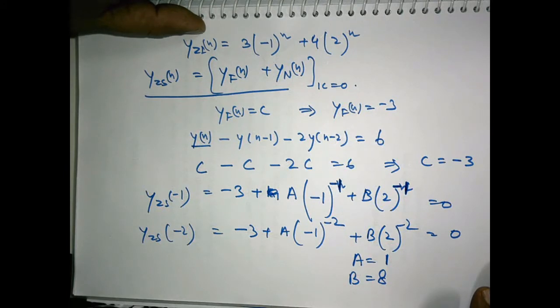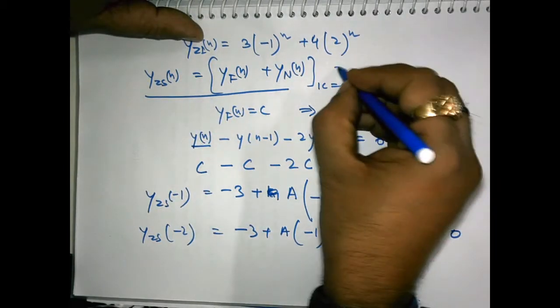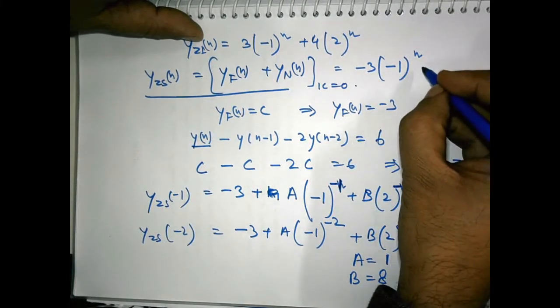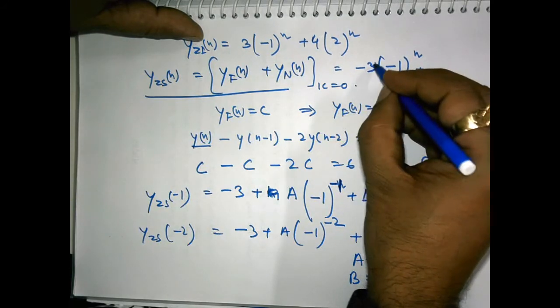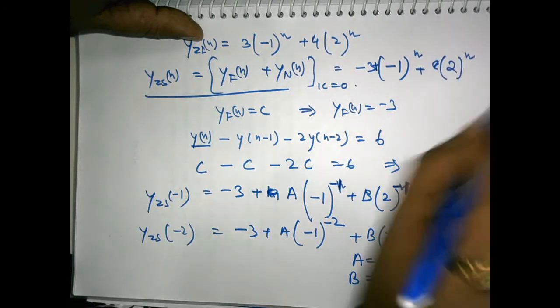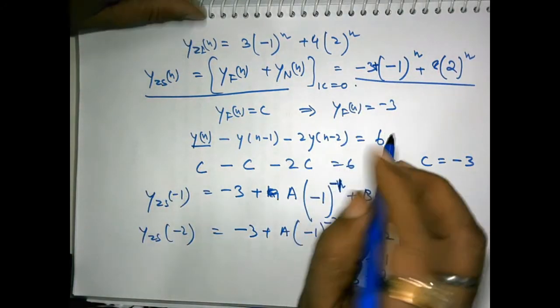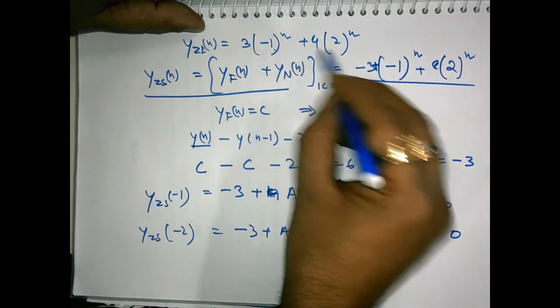So a equals 1 and b equals 8, and if you substitute these values in your difference equation, y_zs(n) will be equal to minus 3 plus (-1)^n plus 8·2^n. Okay, this is your y_zs(n), and what was your y_zi(n)? This was 3(-1)^n plus 4·2^n.